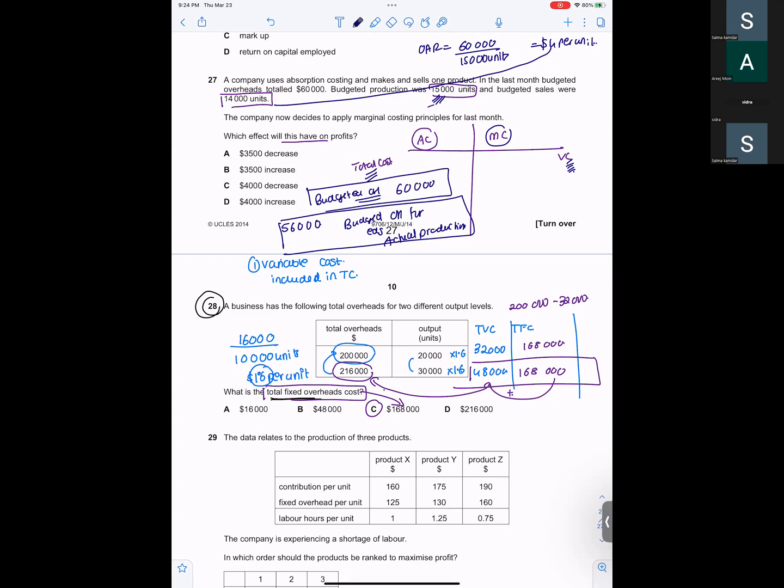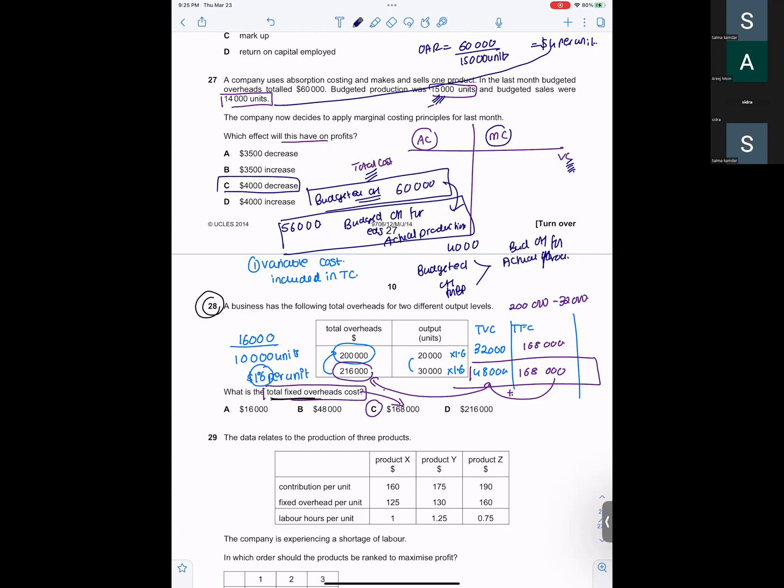So there is a difference of 4,000. Budgeted overheads are greater than the overheads for actual production, so 4,000 over absorbed. But this is not asking over absorbed or under absorbed. Sorry, it is a 4,000 decrease in profit. Did you read the question?